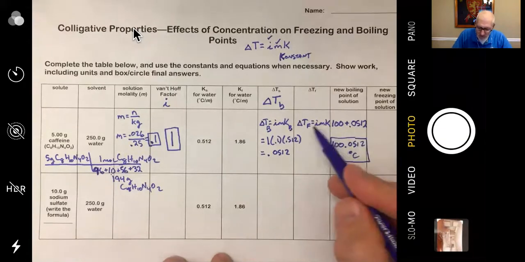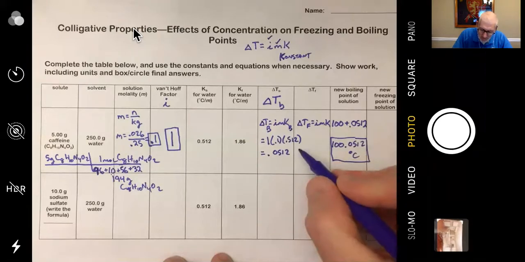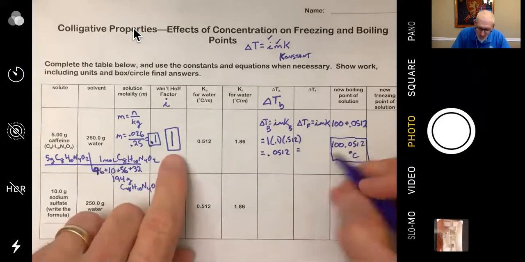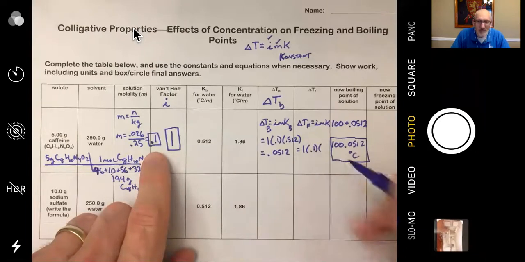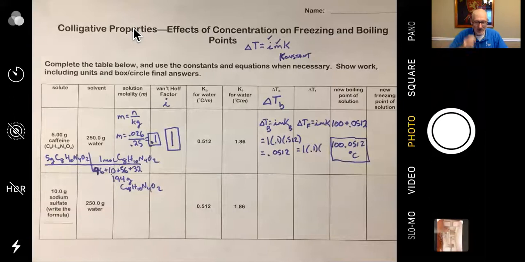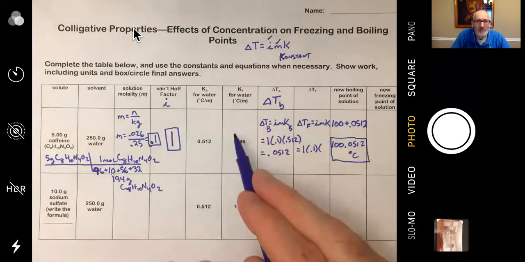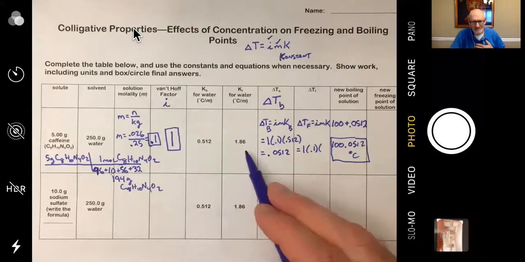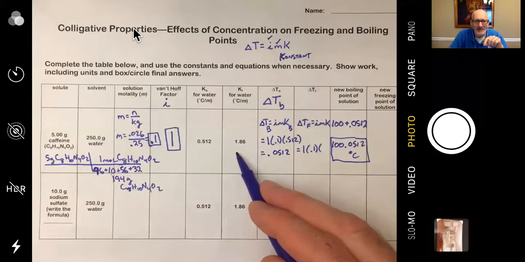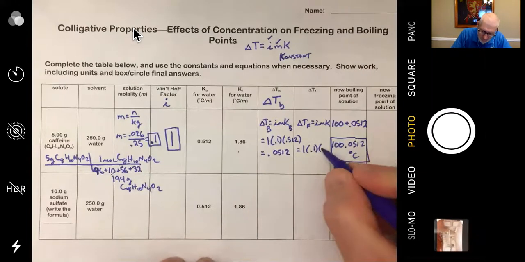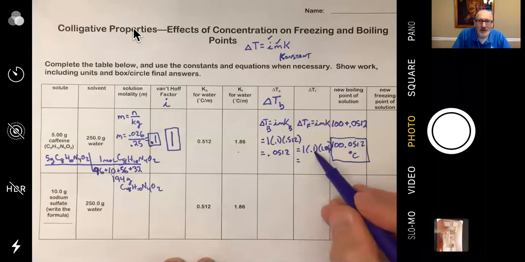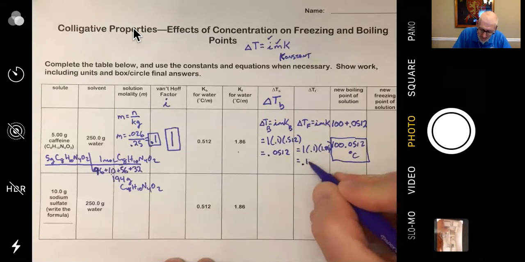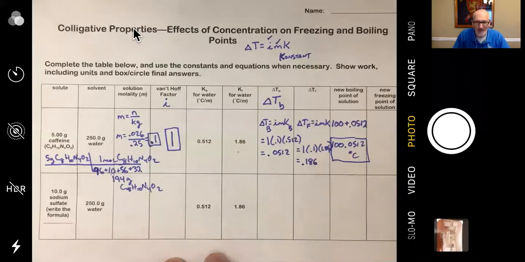So we're going to do the next one here, delta Tf equals imK. And all we're going to do is plunk in the values. So we know that i is still equal to 1. We know that m is still equal to 0.1. But this time, because it's not the boiling point we're talking about, it's the freezing point, there's a different K value that we use. So we plug that value in, 1.86. And so now it's 1 times 0.1 times 1.86. So if I'm doing my math in my head right, it's going to be 0.186.